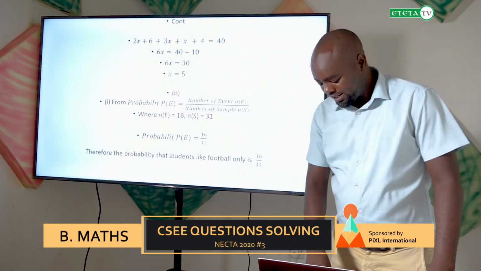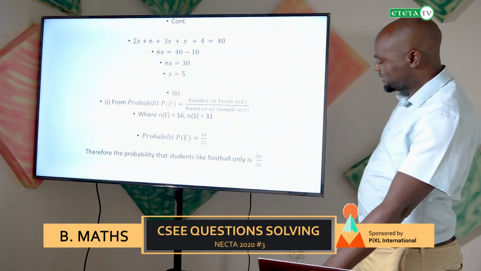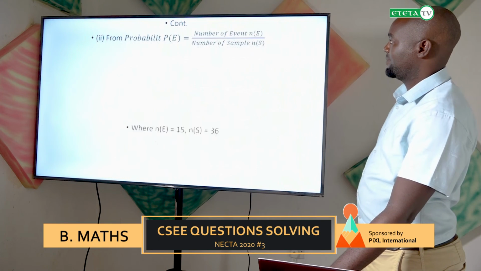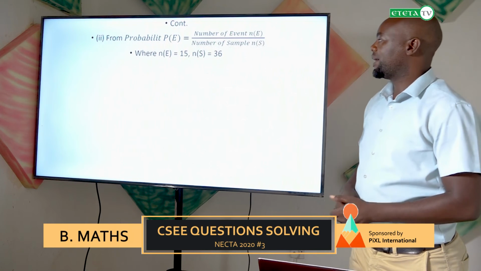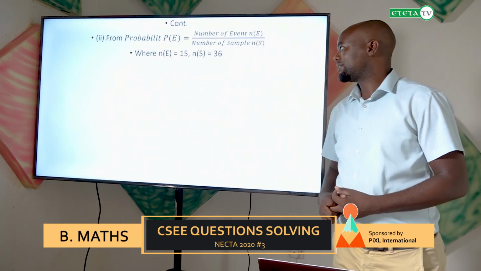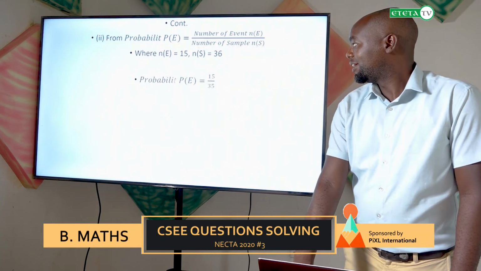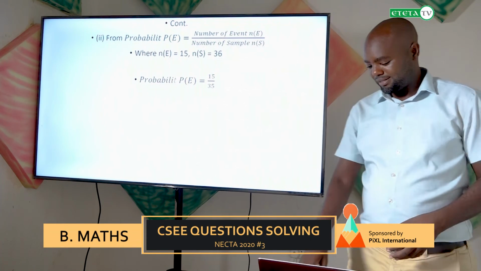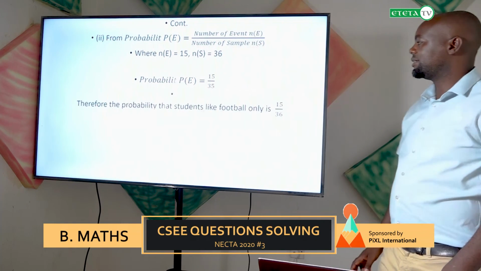Also, we have been asked to find the probability of students who like both tennis and football. Now the number of sample space and the number of events changed. Now we have the number of events equal to 15, and the number of sample space equal to 36. Then you substitute it in our formula there, you get the probability of the event is equal to 15 over 35. That is how you can answer the question in the correct way.